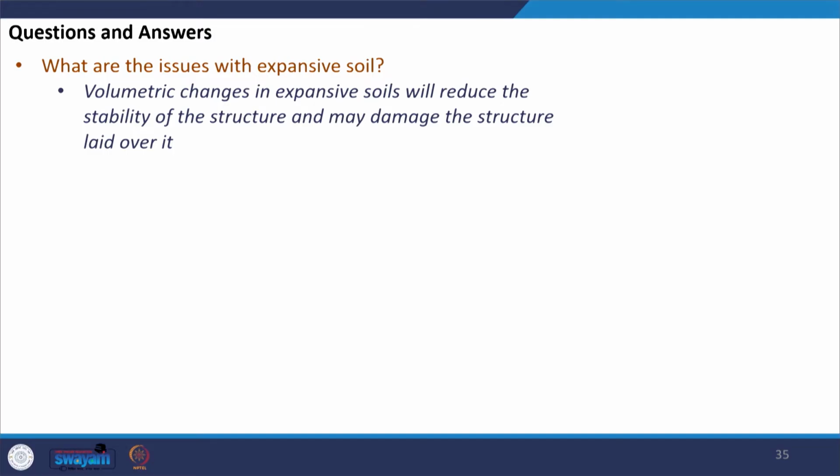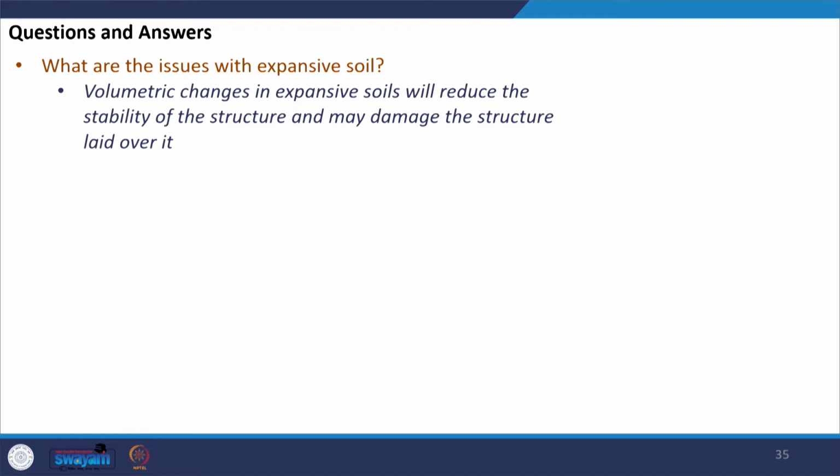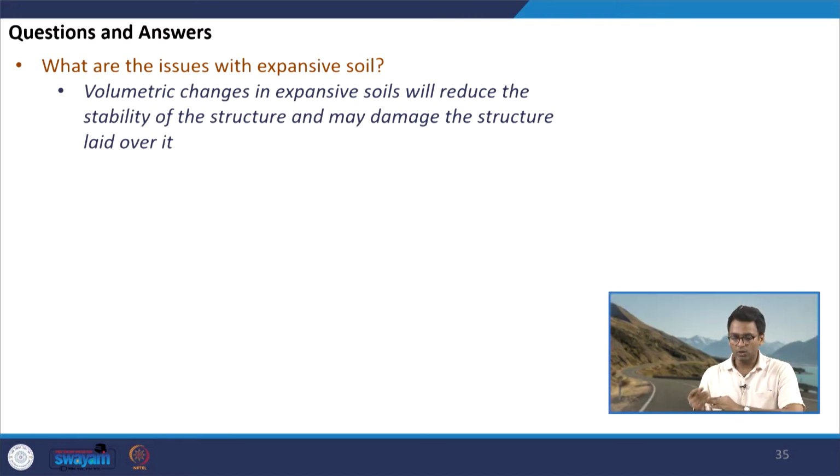Going further, asking more questions and trying to answer them, let us see the next question. The next question is, what are the issues with expansive soil? We have discussed that they swell and shrink, so what is the final result of this swelling and shrinkage in the particular structure I am looking at? Volumetric changes in the expansive soil will in general reduce the stability of the structure, and may damage the structure laid over it.